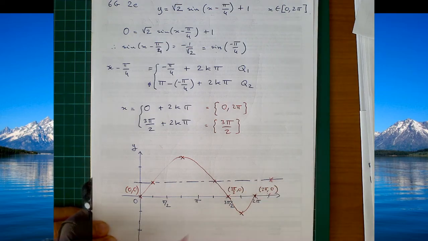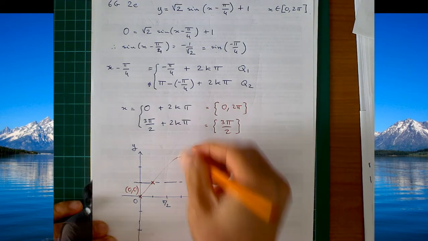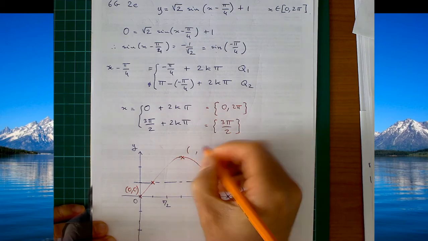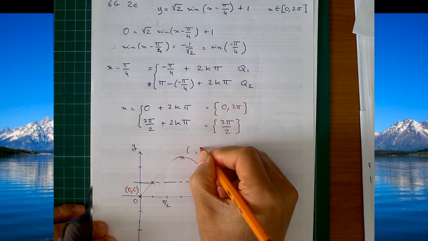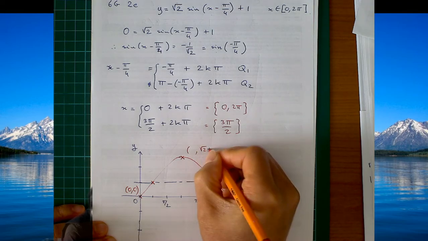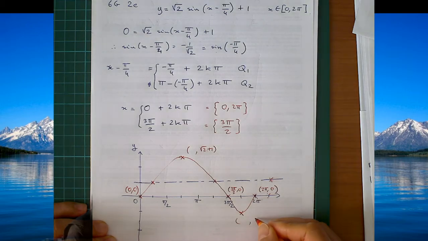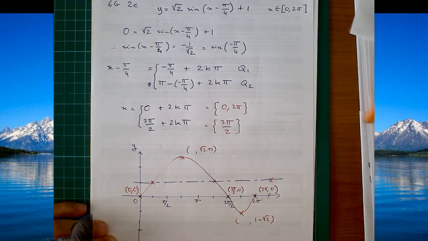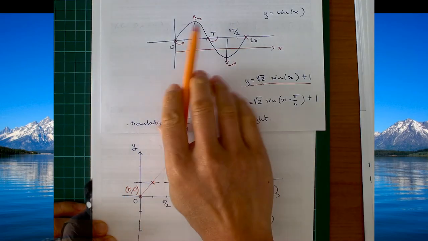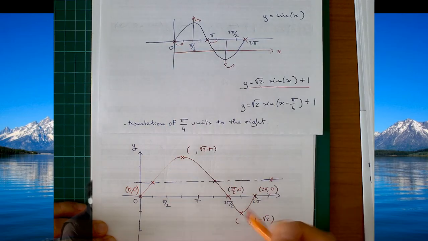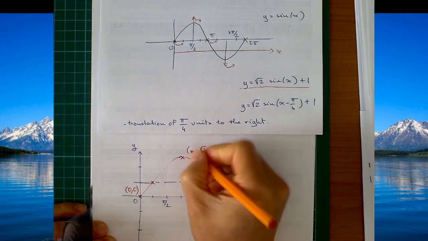Let's say you would do a full graph. Don't forget to annotate your minimum, maximum. So to find the y coordinate of the maximum, it's root 2 plus 1. This one is going to be 1 minus root 2 for the y coordinate. Now for the x coordinate, looking back at your maximum, that was π/2, and you translate to the right. So it's π/2 plus π/4. So that's 3π/4.